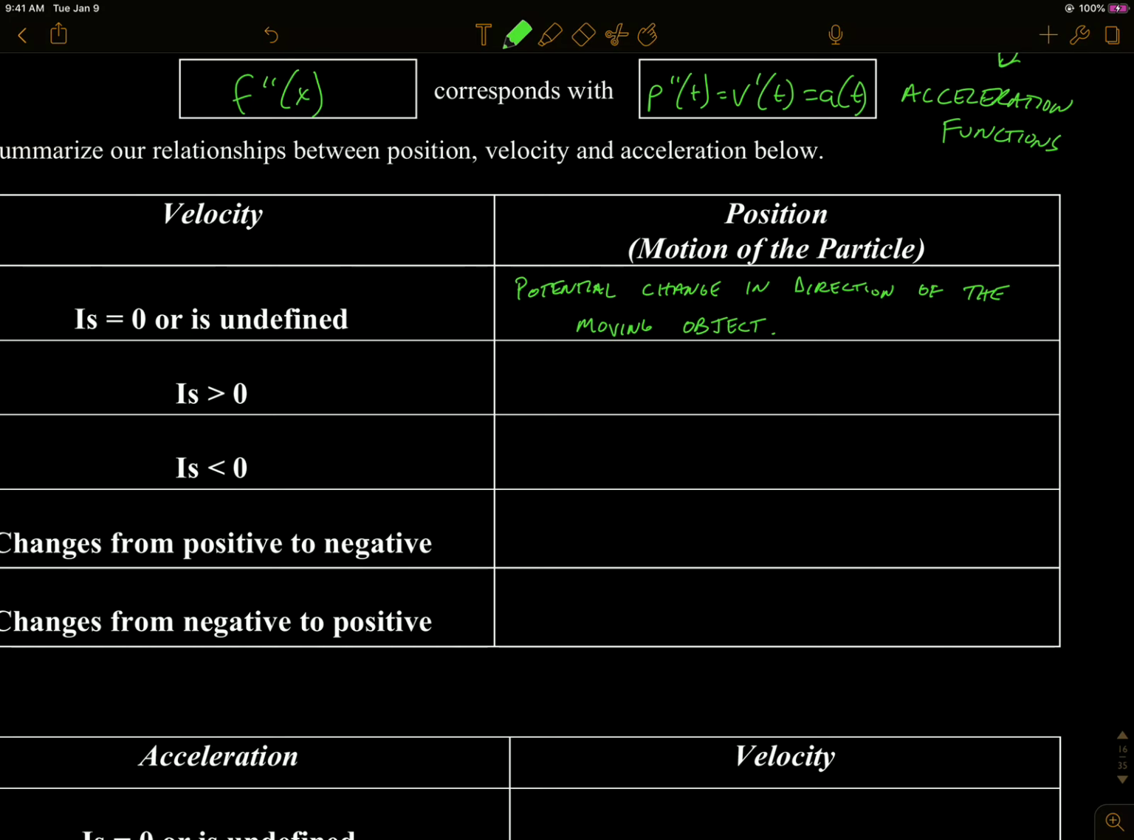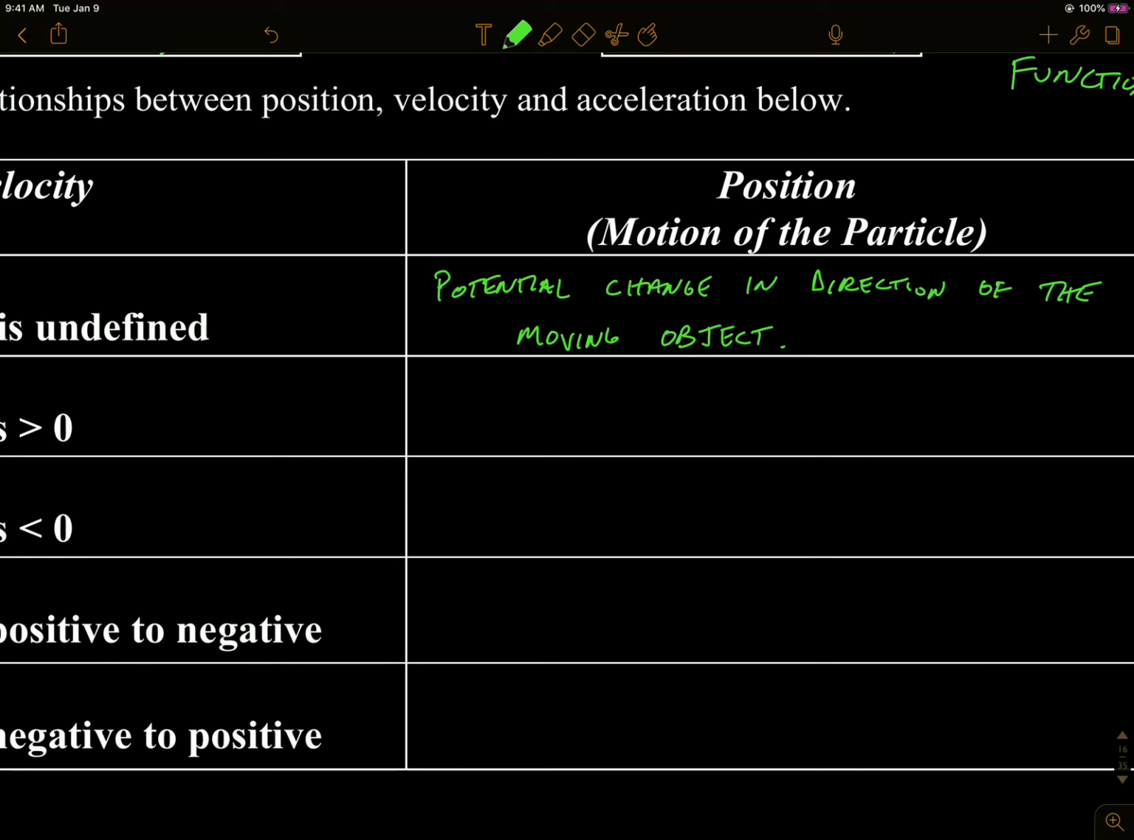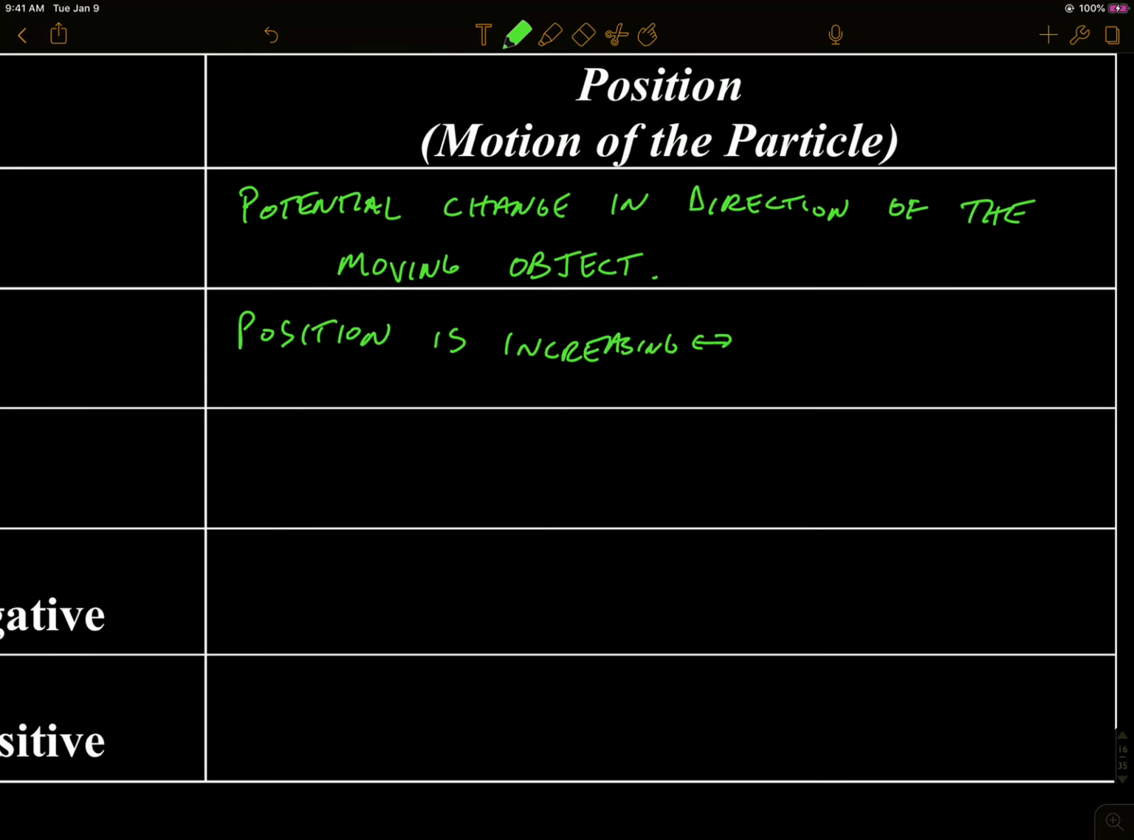Okay, so when the velocity is positive, or bigger than 0, that means the position of the particle is... Oh, that should be increasing because we're bigger than 0. Sorry, position is increasing, and we're only talking about left and right, right? So if our position is increasing, getting bigger means a rightward direction. So that means the particle is moving to the right.